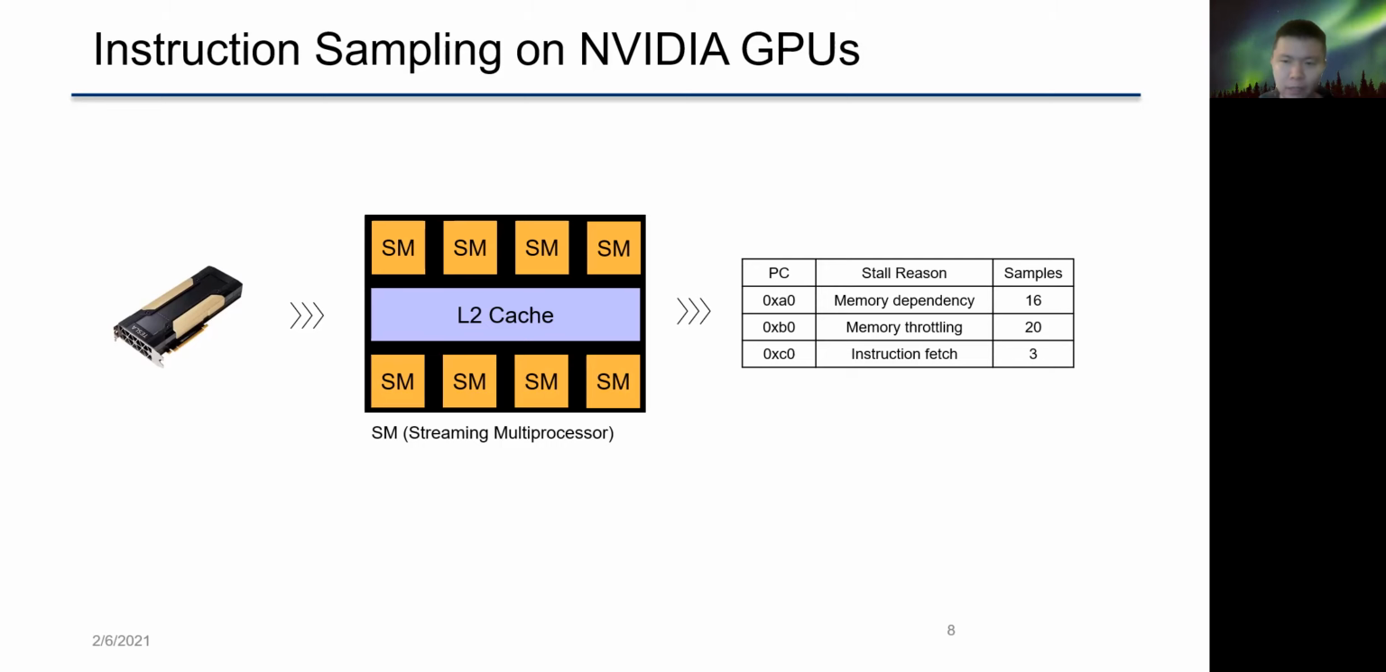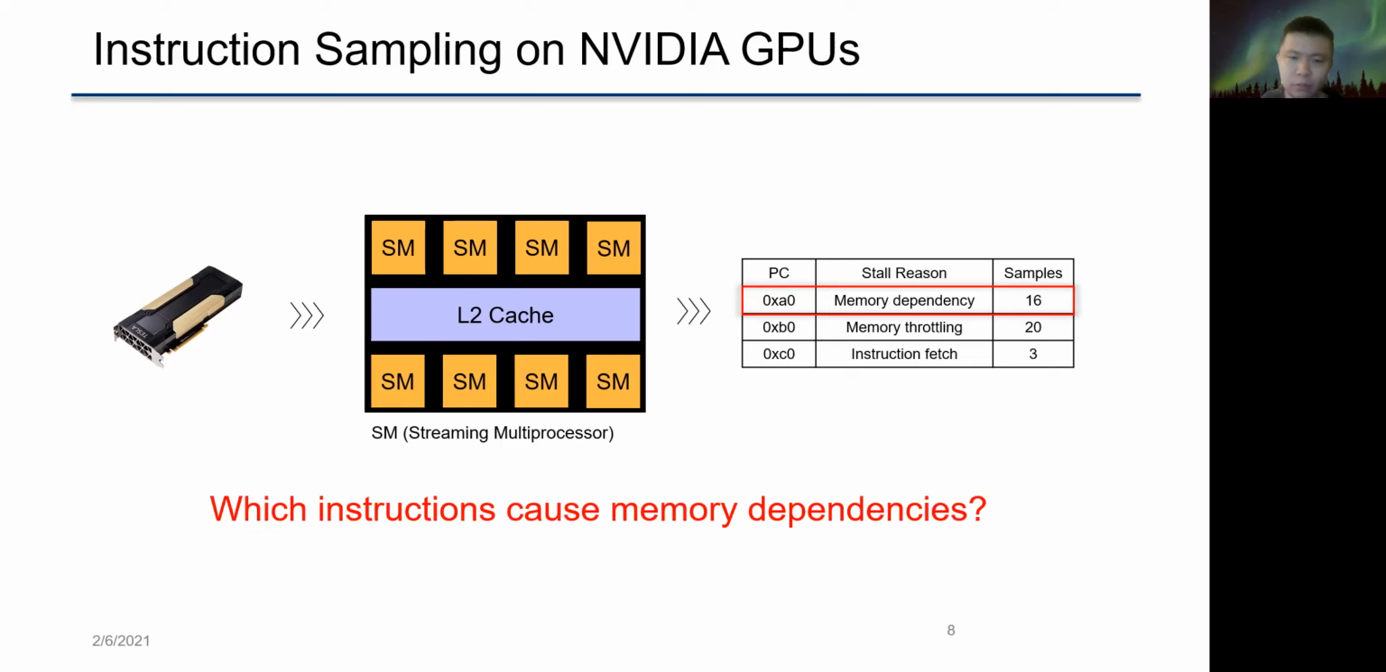The second column tells us the stall reason of instruction samples, and the last column shows us the number of samples collected at each PC. For instance, in the first row, we know that there are 16 instruction samples at PC 0x80, and they are waiting for memory dependency stalls. However, from this table, we still don't know what instructions cause memory dependencies. We only know these instructions are waiting for memory dependency stalls. To find the root cause of stalls, we need to analyze instruction dependency.